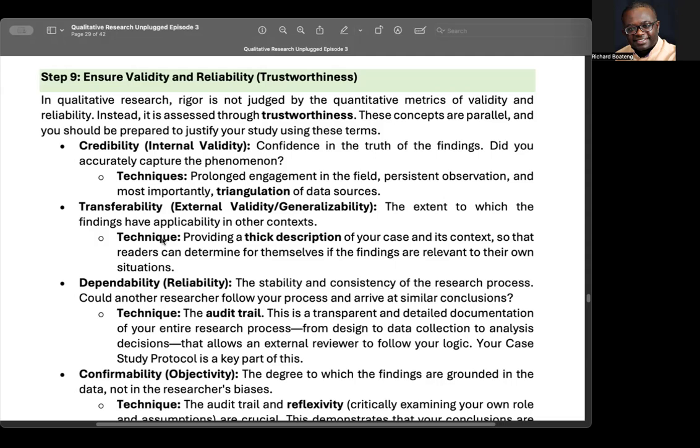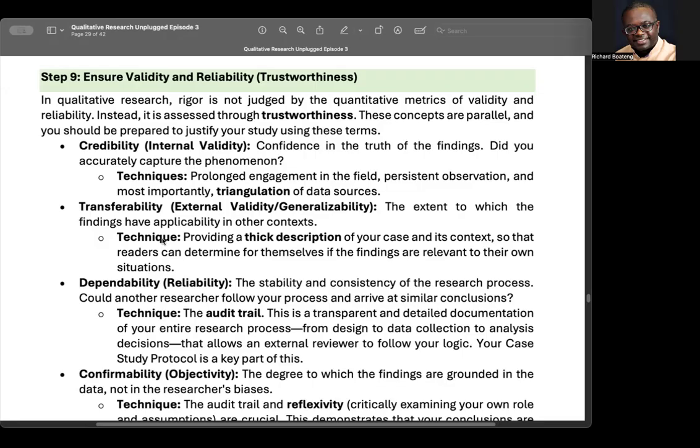And how do you achieve credibility? Key techniques include prolonged engagement in the field, spending enough time to really understand the context, persistent observation, focusing in depth on relevant aspects, and, most importantly, that recurring theme: triangulation of data sources, methods, or investigators. Corroborating findings through multiple lenses is the strongest way to boost credibility.